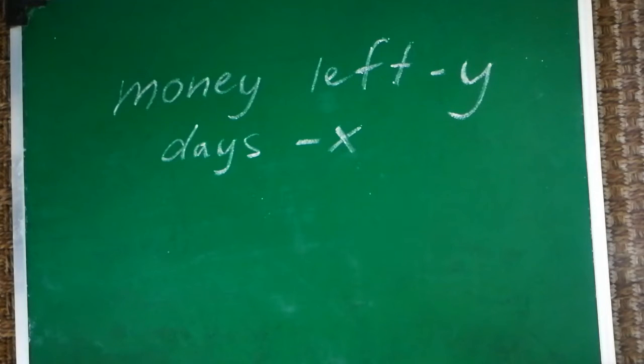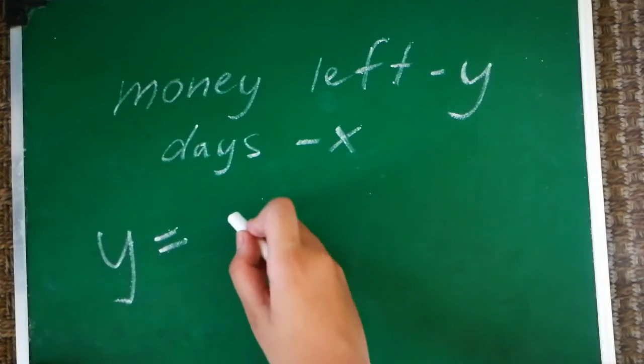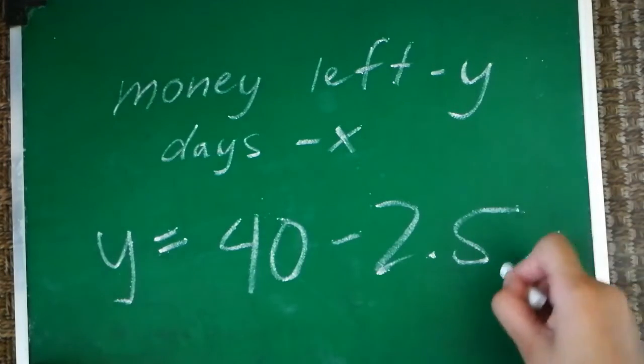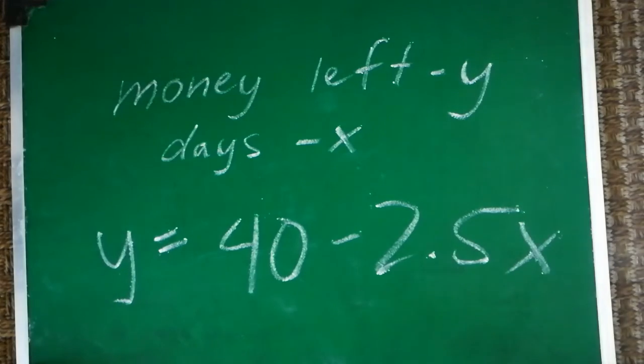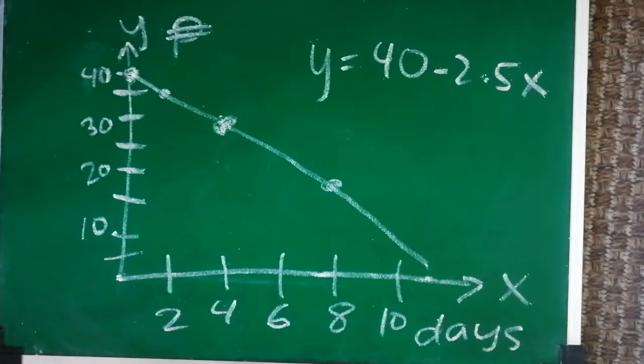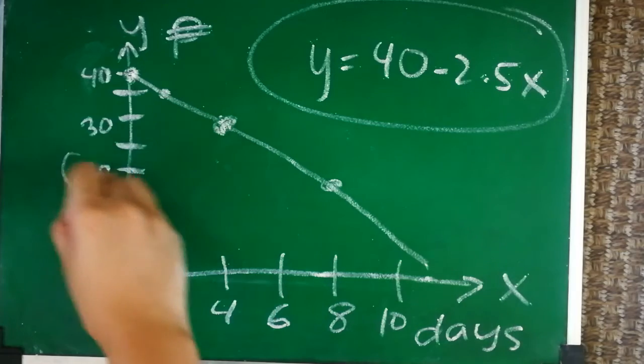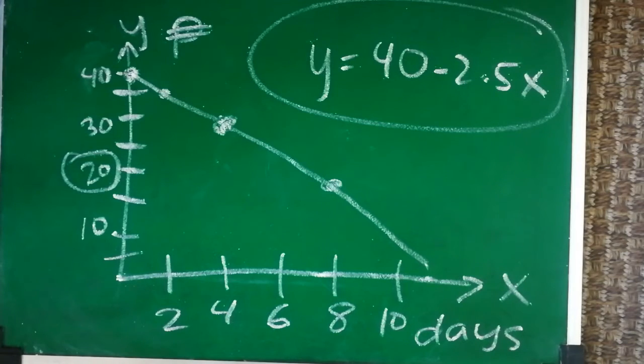The amount of money I have left, y, after x days is approximated by the formula y is equal to 40 minus 2.5x. If you were to graph this equation, it would look like this. For the y, you have the money, and for the x, you have the days. So our final answer would be 20. After 8 days, your money would be 20 pesos.